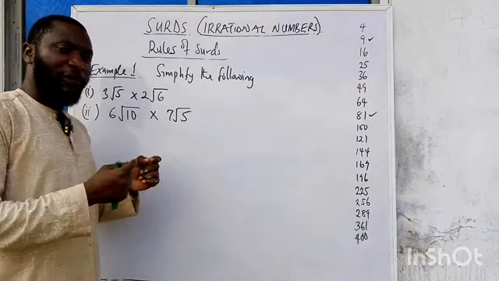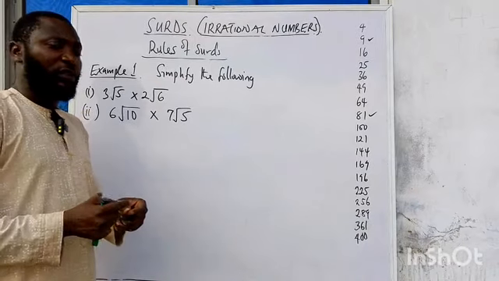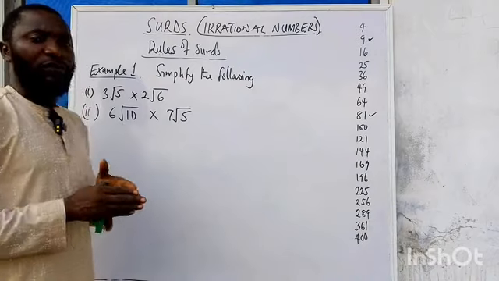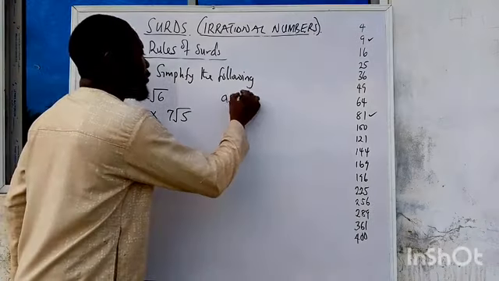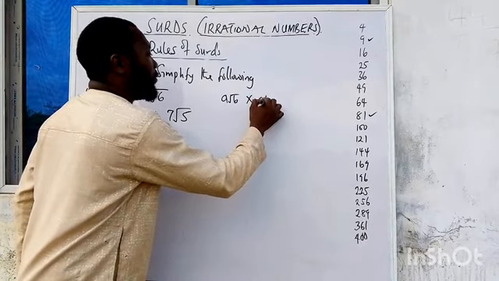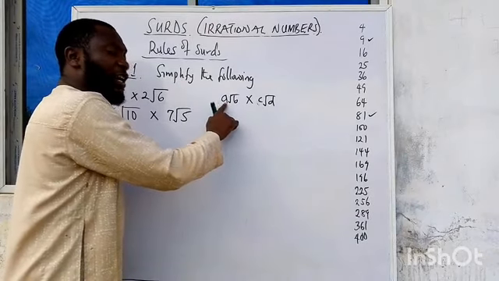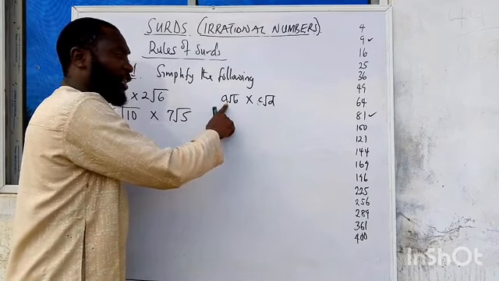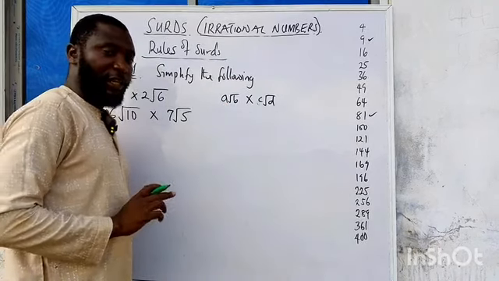you multiply the value you have outside the root with the value outside the root, then the value you have inside the root with the other value inside the root. So when you have a root b multiplied by c root d, a, b, c and d can be any integer generally.